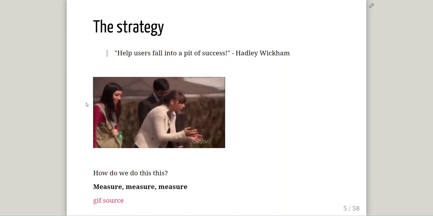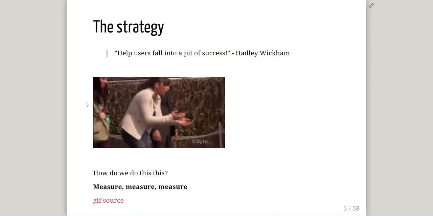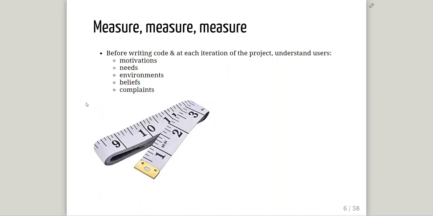Or at least I propose that we measure. So what do I mean by that? I'd say before you start embarking on a new project, make sure you sit down with your end users and understand all of these needs. So they have different motivations, they have different needs, environments, beliefs, and complaints about a current process or something of that nature. And I'd even recommend after project launch to keep assessing these things on a continual basis. Because to measure these things is to know and understand what your users need.